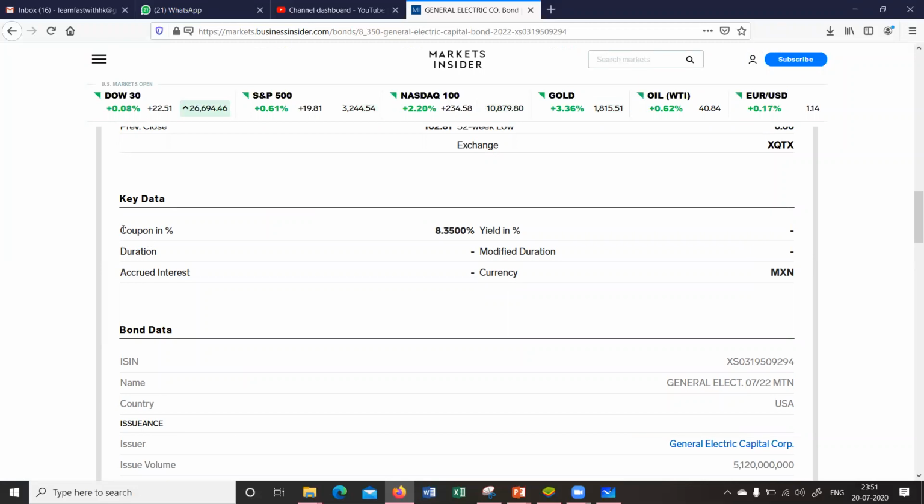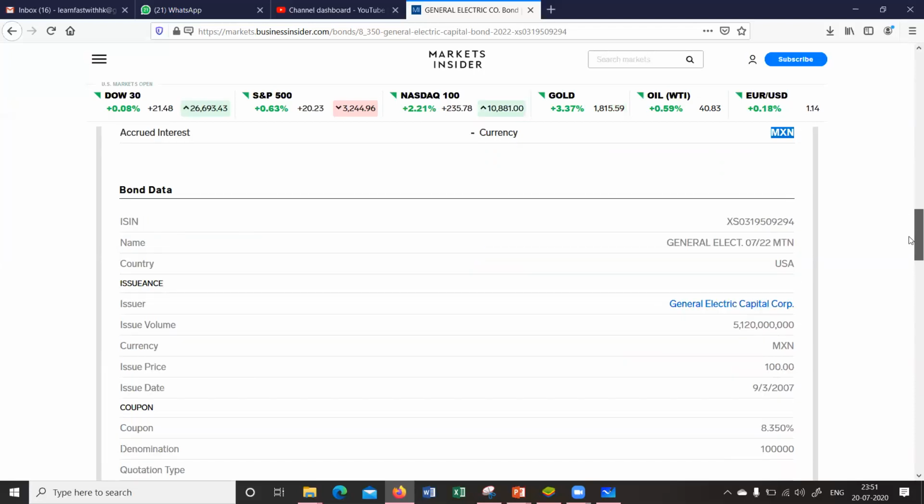Yes, the coupon is given in percentage, so that's 8.35%. Or you can say if it's a 100 Mexican peso bond, then you will get 8.35 Mexican peso as a coupon on this bond. Coupon is just like the interest that you earn on the bond every year. Sometimes it is paid on semi-annual basis. Sometimes it's also paid on quarterly basis. So it really depends on how the bond is structured. In this case, it's an annual pay bond. And as you can see, the currency is Mexican peso.